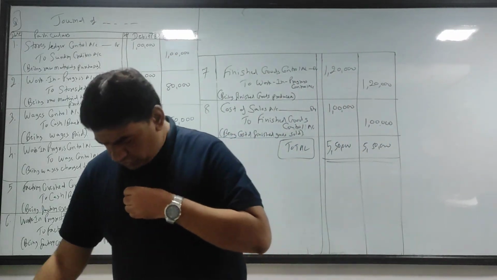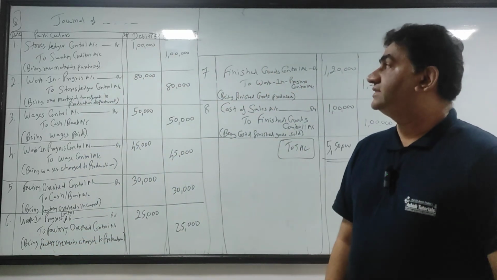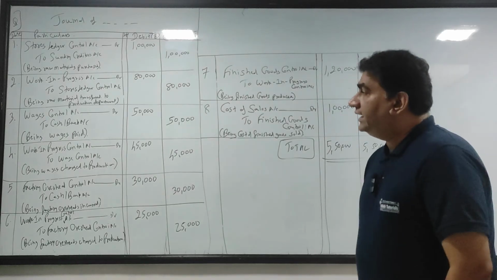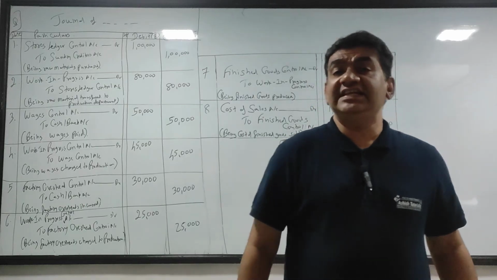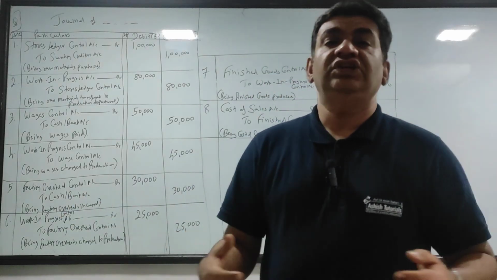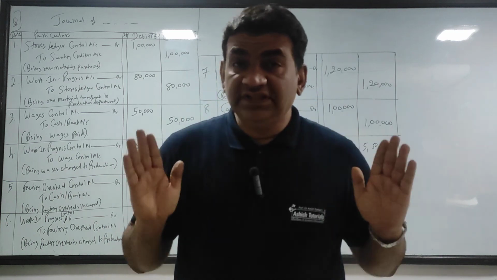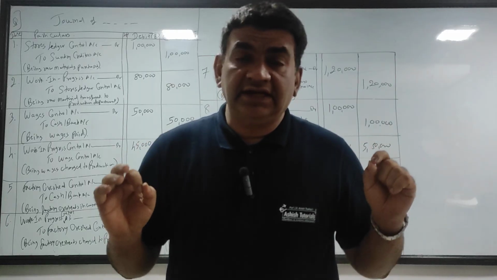So hope the concept was clear. This was integrated system of accounting for you all. What was integrated? Combination of cost and finance. I've gone very slow with the sum. I've gone very slow with the explanation. Hope you all get it.